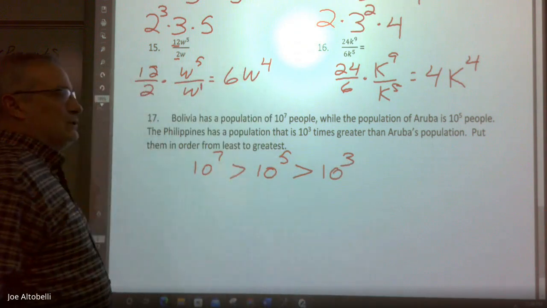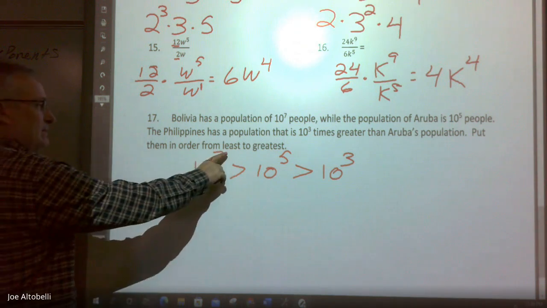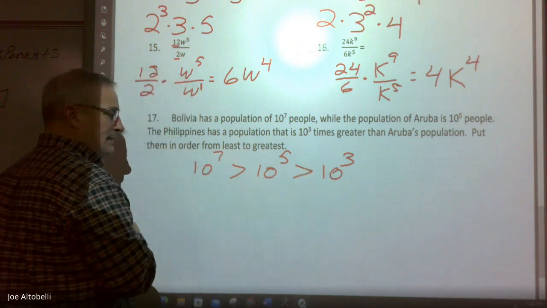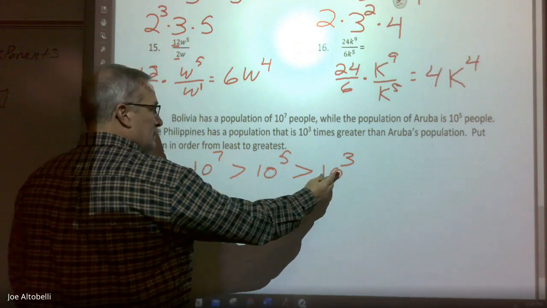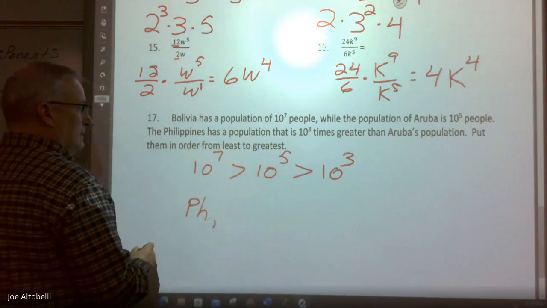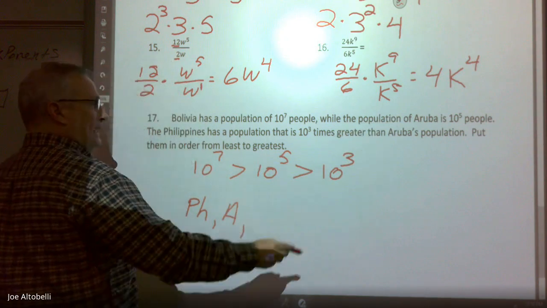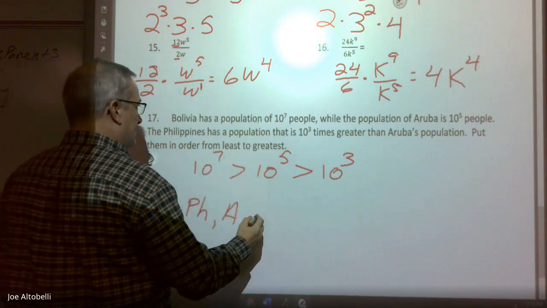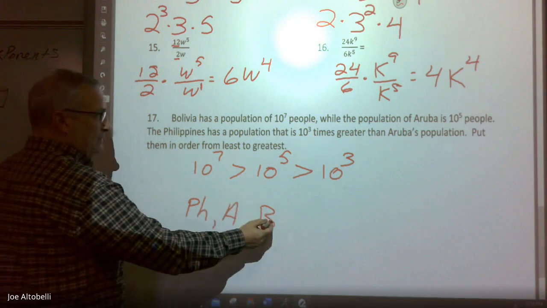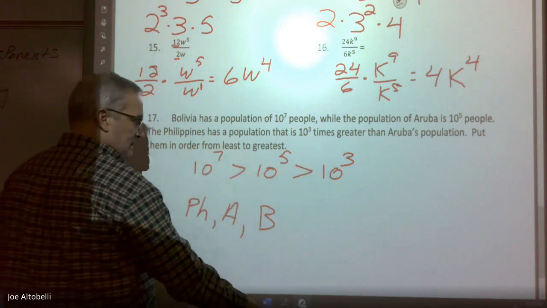And I believe in this one it has a drop-down window, and you put them in order, least to greatest. I have it greatest to least. So it would be 10 to the 3rd, the Philippines, would be first, and then 10 to the 5th, Aruba, and then Bolivia, 10 to the 7th. So the least, Philippines, to the greatest, Bolivia. So it would be 10 to the 3rd, then 10 to the 5th, and then 10 to the 7th.